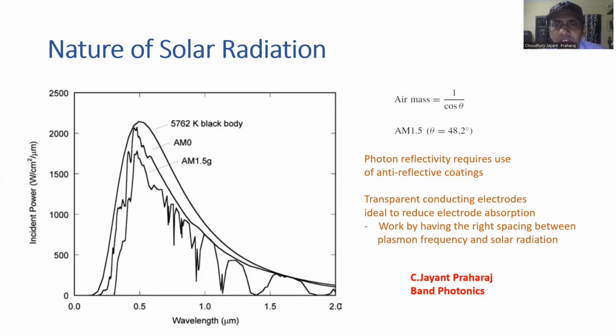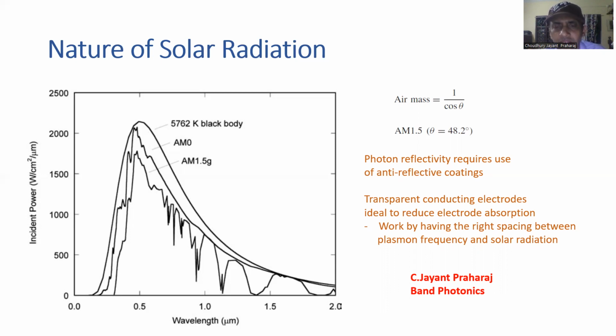Other things to mention here are that when the solar photons are incident on a semiconductor, some of the photon energy is transmitted into the semiconductor and gets absorbed inside it, but some of it gets reflected. And the photon reflectivity makes it necessary to use anti-reflective coatings in order to minimize the reflection losses and to make sure that more of the photon radiation gets into the material in order to be absorbed.